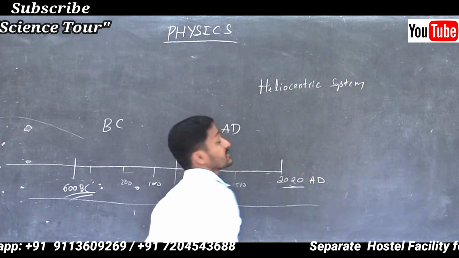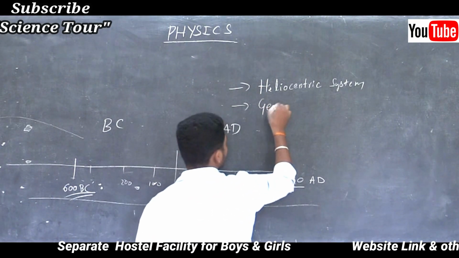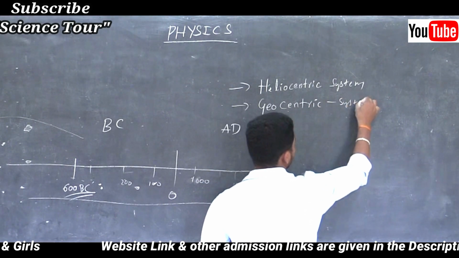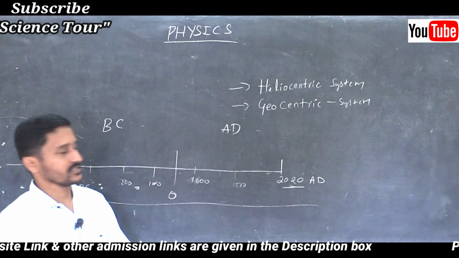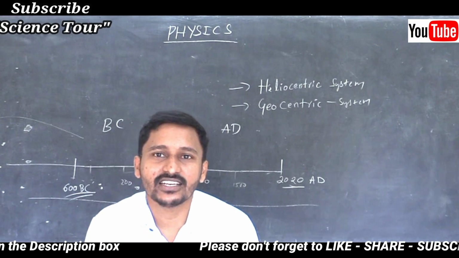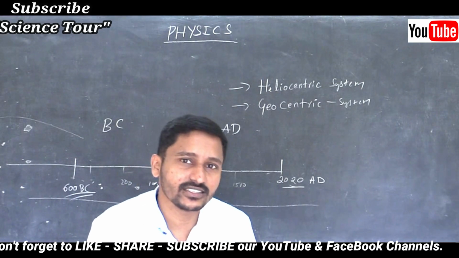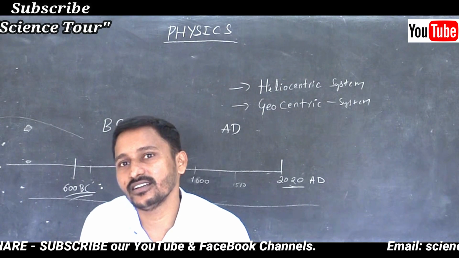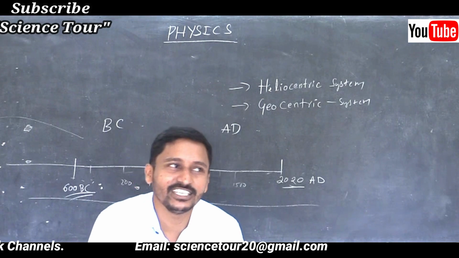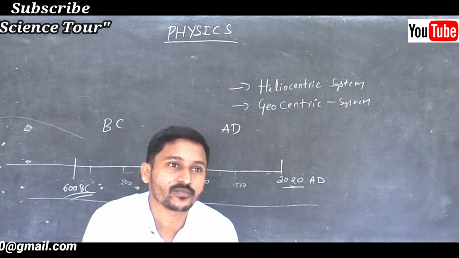Okay, so Helios means sun, a Greek word, so heliocentric system, and next geocentric system. So what is that heliocentric system? Heliocentric means the sun is the center and the other planets are revolving around the sun. Geocentric system means the earth is the center and the sun and all the other planets are revolving around the earth. That is how it was, but they didn't do any practical experiments, it seems, when they told this.